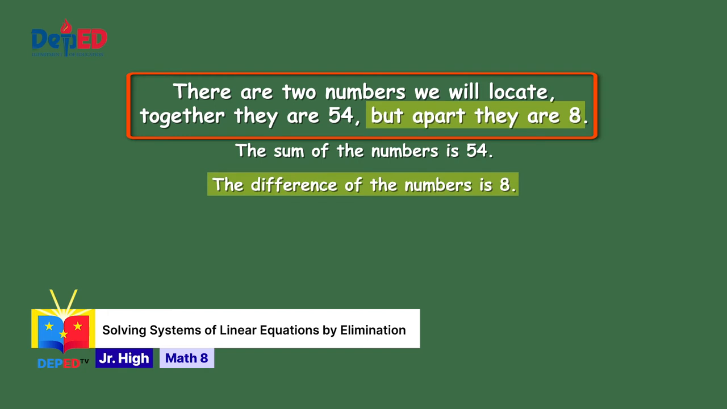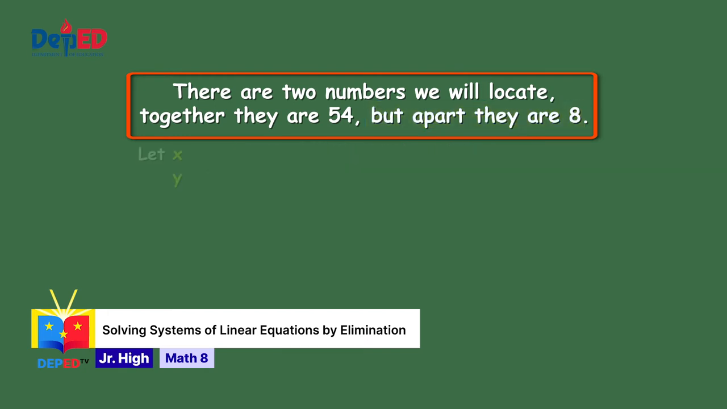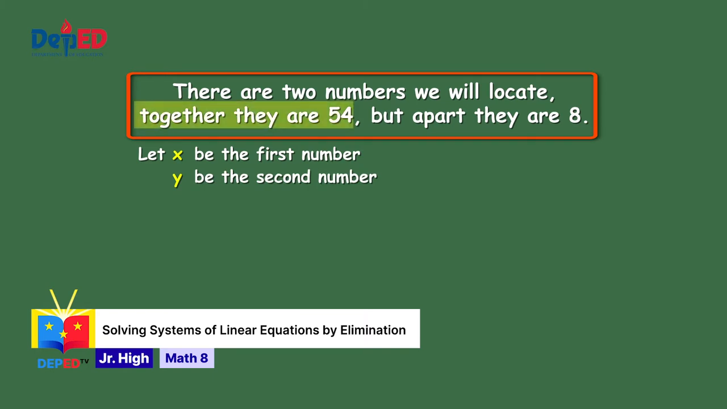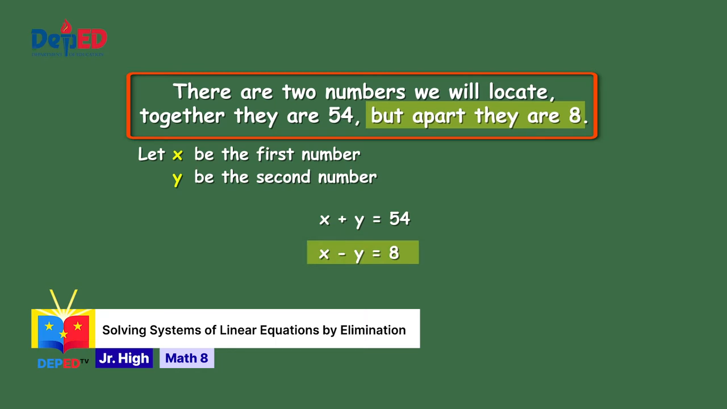Since we do not know the numbers, we can represent them using the variables x and y. Let x be the first number, and y be the second number. Since we know the sum, we can say that x plus y equals 54. Next, we also know the difference of the numbers, which is 8. So we can write x minus y equals 8.